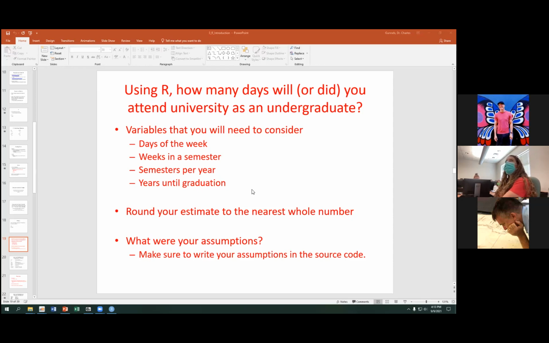I want you to do one last thing. For each one of these, I want you to identify it by a letter. So D equals, that's going to be days. How many days per week? W equals, that's going to be weeks in a semester. How many weeks in a semester? Give your number there. S equals the number of semesters per year. And then, of course, Y equals the number of years for graduation. So that when you do the product of D times W times S times Y, you will be able to get that answer. Make sense?